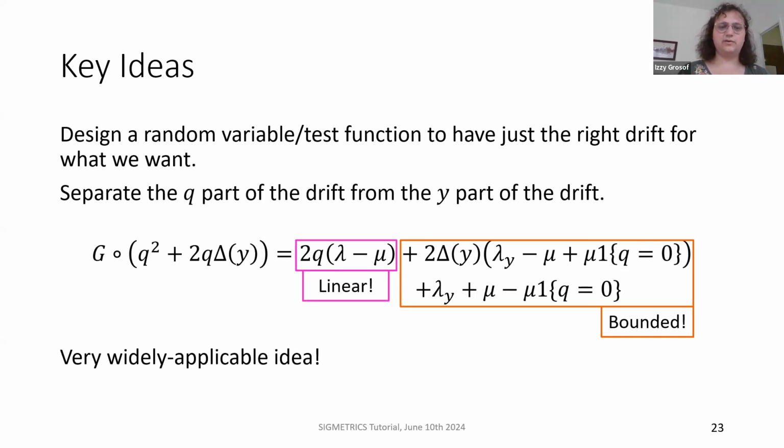And this idea in general, designing a test function, separating out Q and Y, is a very widely applicable idea, far beyond anything I'll talk about in this tutorial.